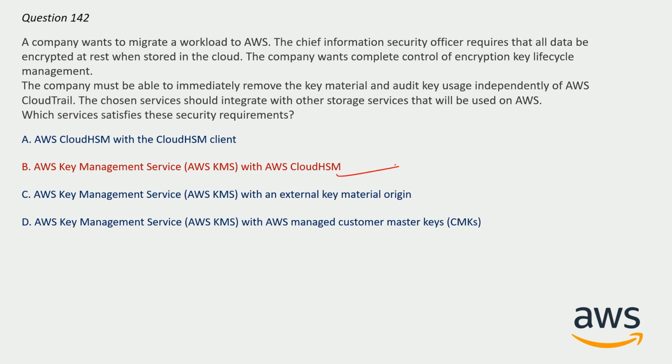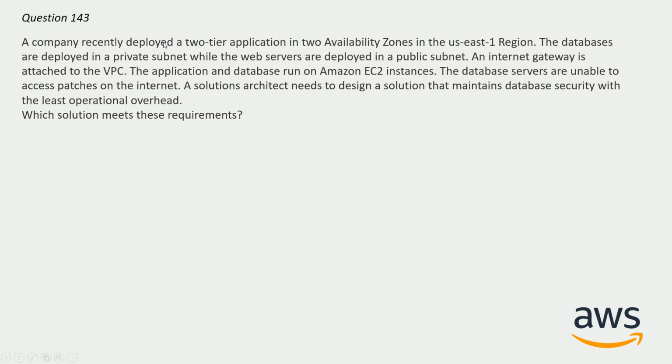And now question number 143. A company recently deployed a 2-tier application in 2 availability zones in the US East 1 region. The databases are deployed in a private subnet while the web servers are deployed in a public subnet. An internet gateway is attached to the VPC. The application and the database run on Amazon EC2 instances. The database servers are unable to access the patches on the internet. A solution architect needs to design a solution that maintains the database security with the least operational overhead. Which solution will meet this requirement?